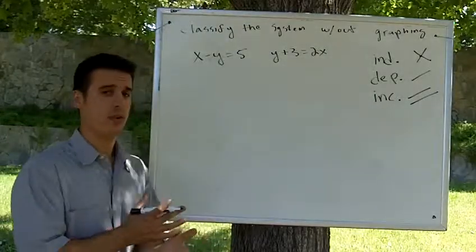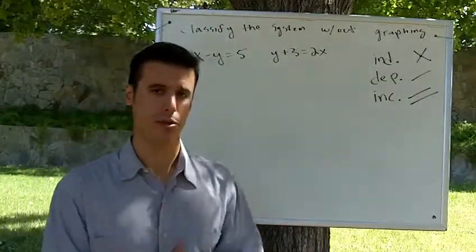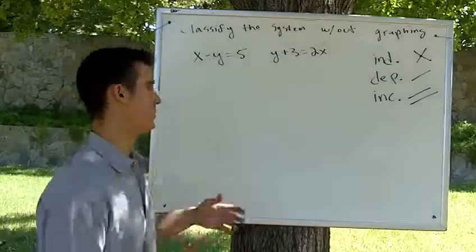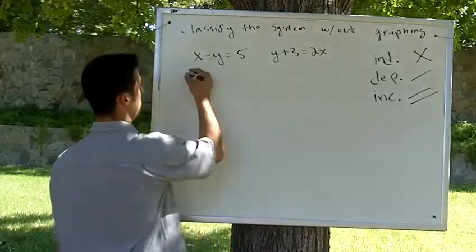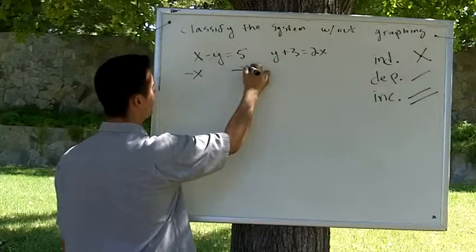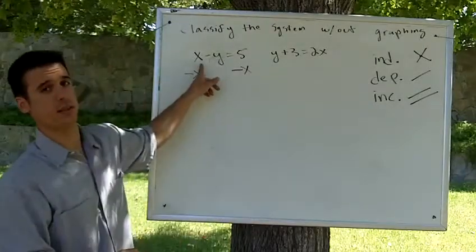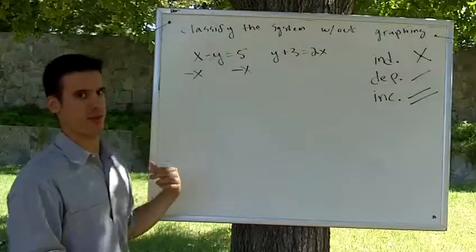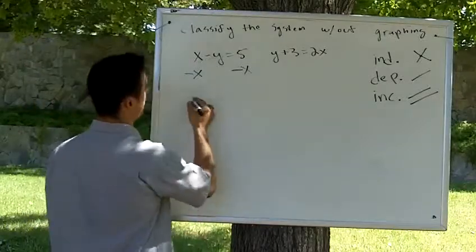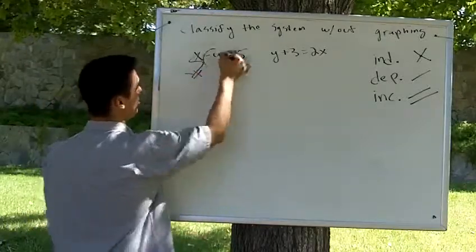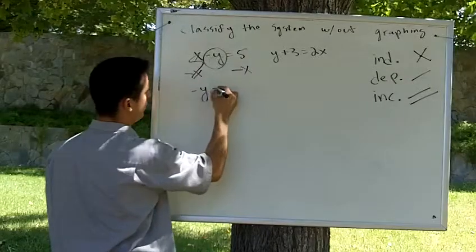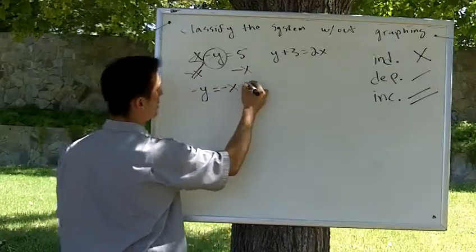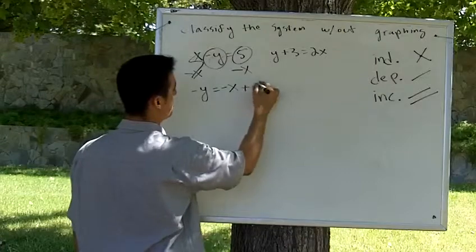The way to find out is to solve for y in both equations. Let's do it. So subtract x from both sides, because this is a positive x. So we need to subtract x to get it away from the left side. So now we get negative y equals negative x, and that's a positive 5, so plus 5.